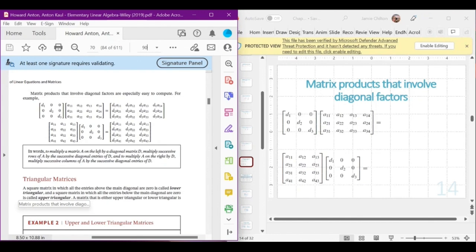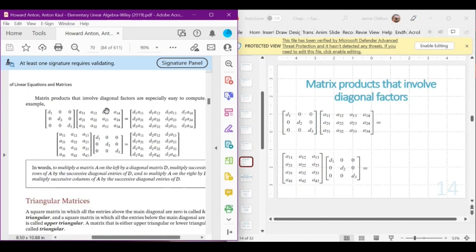Here, let me blow this up. You can see it. So that means if you have a diagonal matrix and it is in the front position, you just take this D1 entry value and multiply it by all of the A entries across the row. So you guys see that? D2 is multiplied by all the row entries for row 2. D3 is going to be multiplied by all these third row entries.